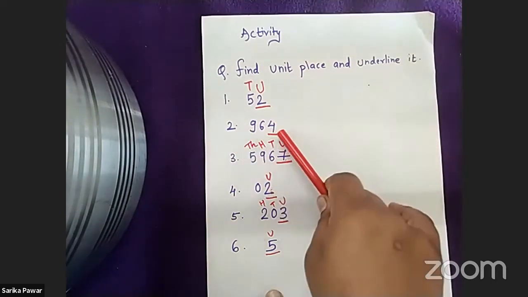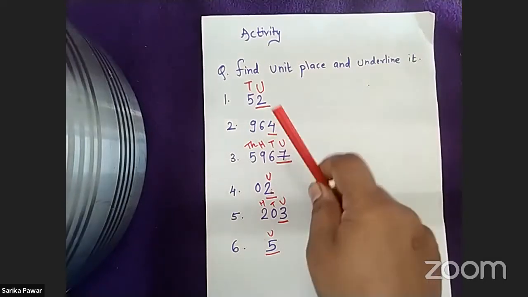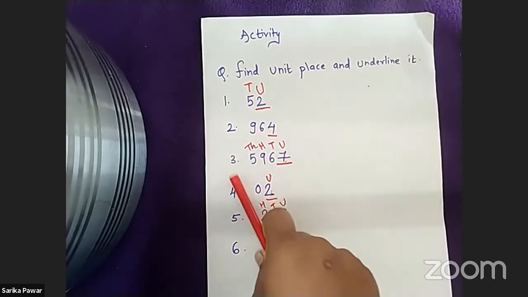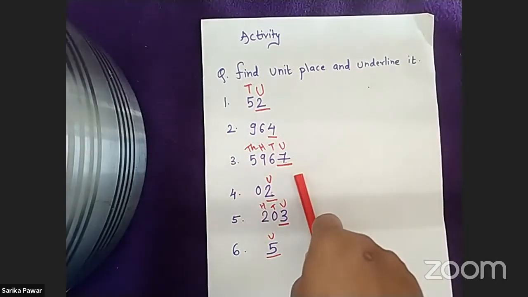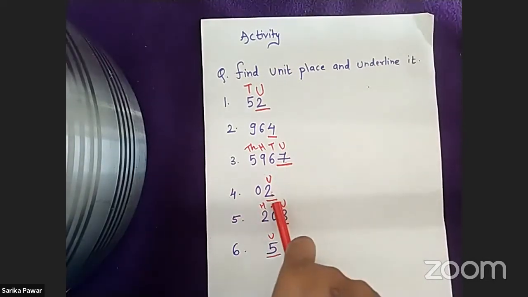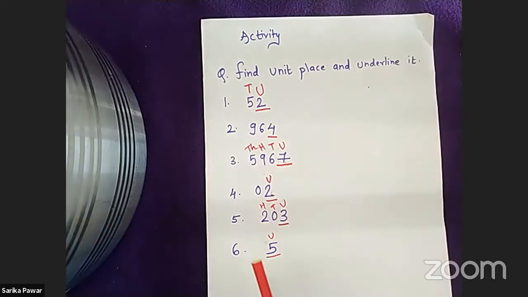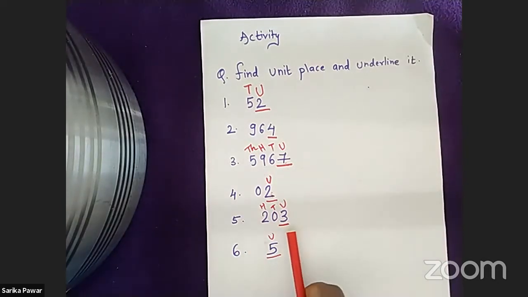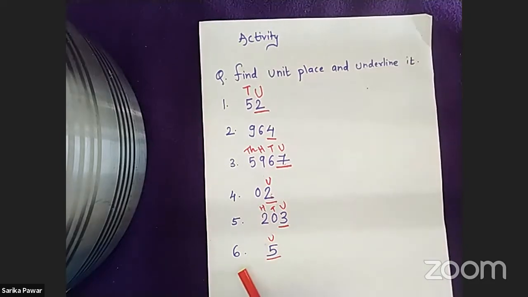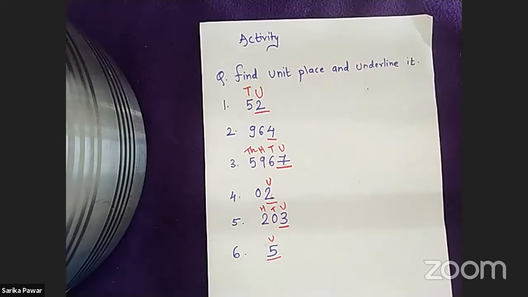Here the question number 2, unit place is 4. 964, unit place is 4. Question number 3, 5,967, unit place is 7. And question number 4, 2 is the unit place. Question number 5, 203. Here, unit place is 3. And question number 6, unit place is 5. So here, unit place is very important. And I think all people will be able to find out unit place easily.